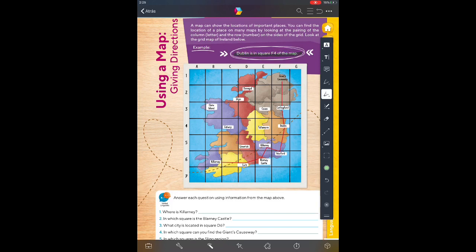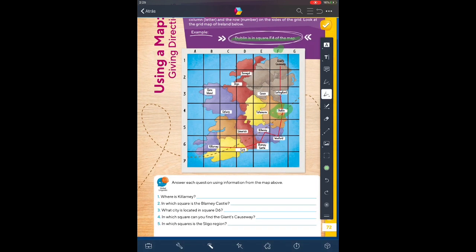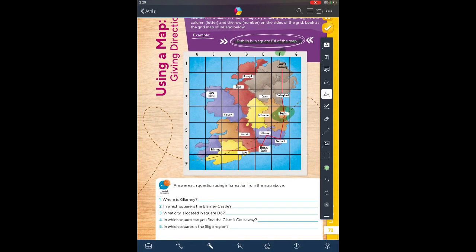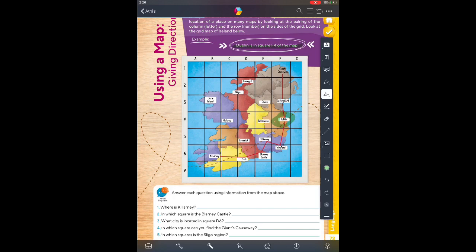So let's find Dublin. It's here. And it says that it's in square F4. So we are in F4. So yes, that's correct. So that's how you're going to do the next questions, okay? It says, answer each question using information from the map above. So what you're going to do is to find the places by the letters and the numbers using the column and the row, okay?